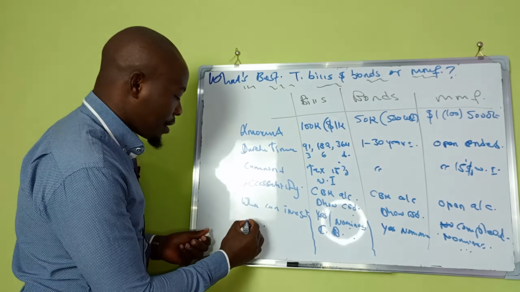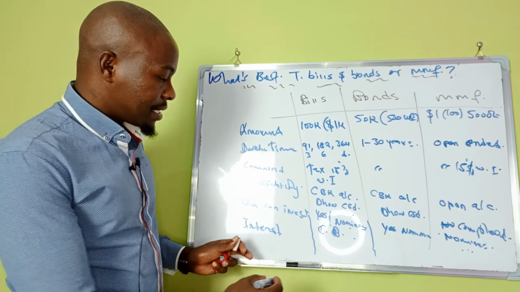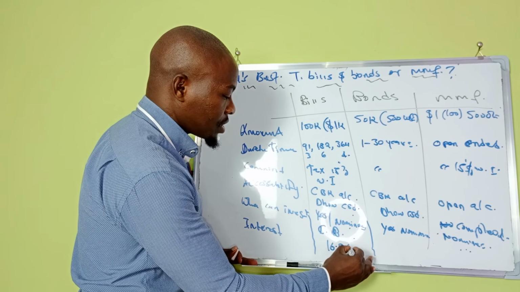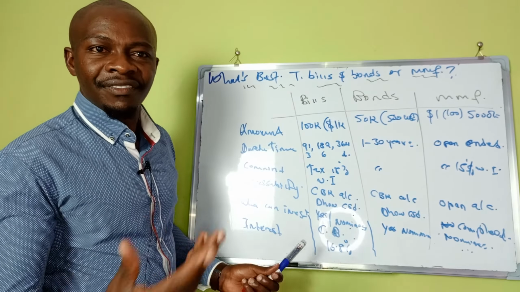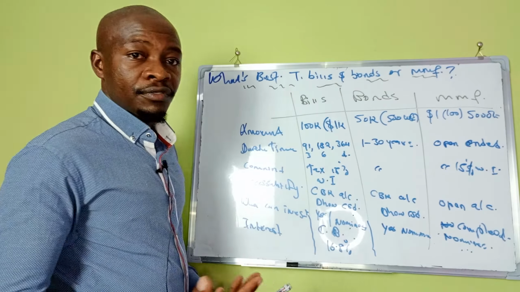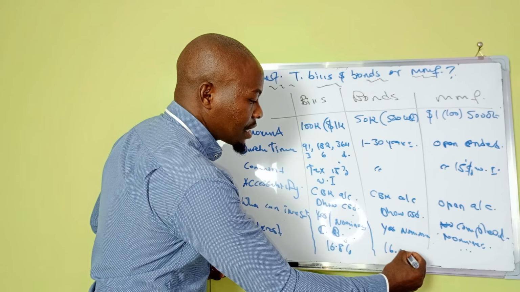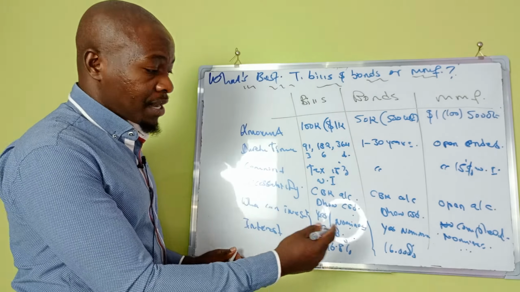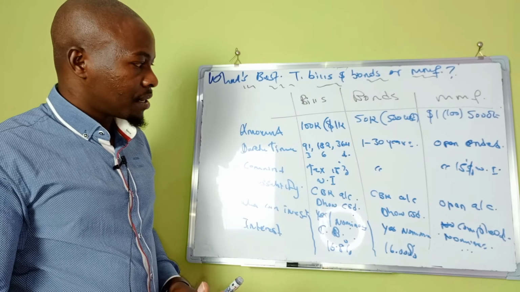Now, the other thing is about interest. Interest on bills right now, as you speak, is around 16.8%. It depends on when you're watching this video, maybe after 2 years or after 3 months. For now, I'm making this video on May 12, 2024, and it is around 16.8%. This one goes for 16%. I'm indicating the time because they fluctuate and change from time to time.